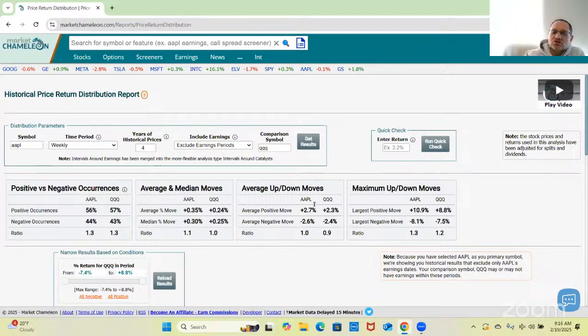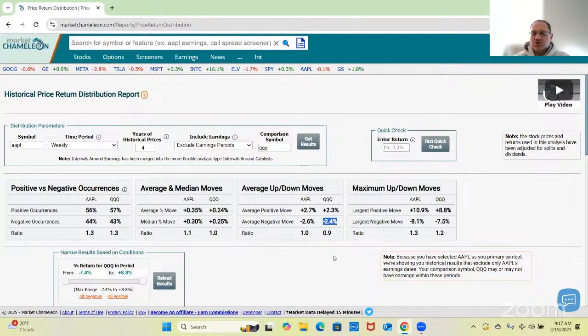So we could see here on average, the up moves were up 2.7% versus QQQ 2.3. The down moves 2.6% for Apple versus QQQ 2.4. So Apple has a little bit more volatility, really, a little bit bigger beta, a little bit more sensitive. You could see the differences there, Apple and QQQ.